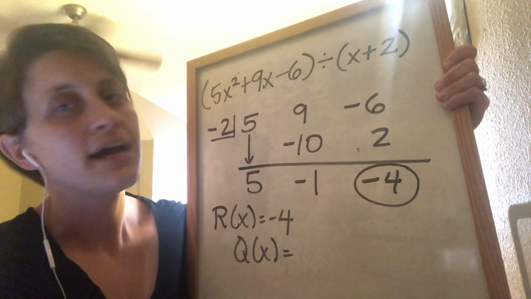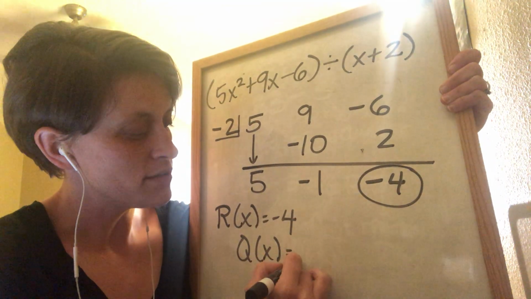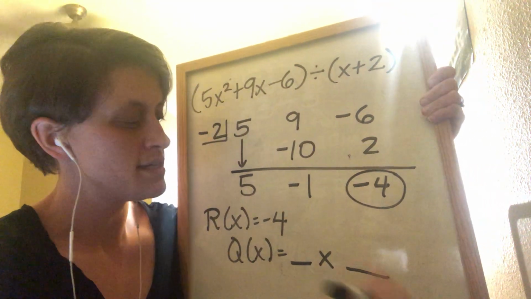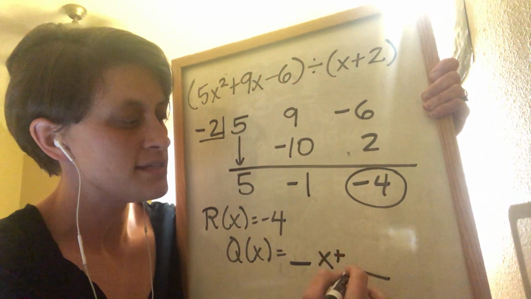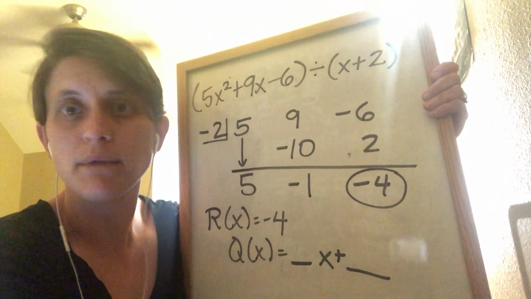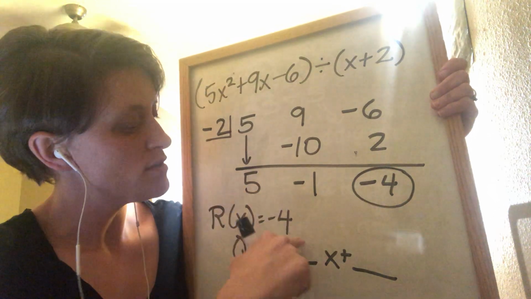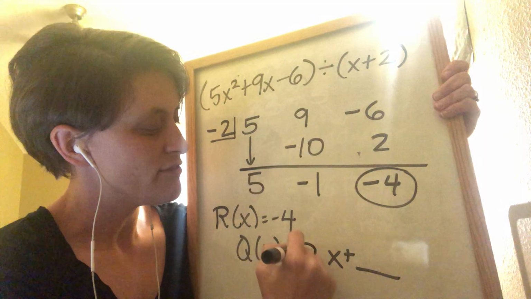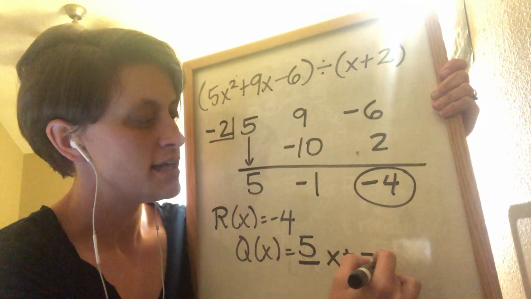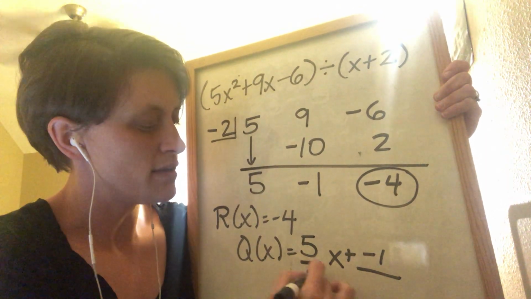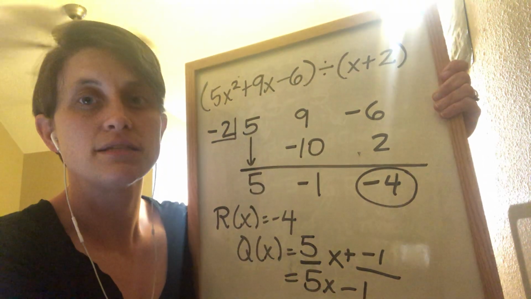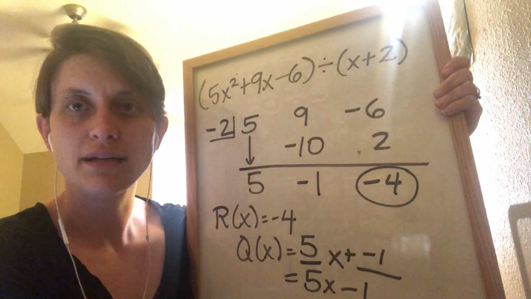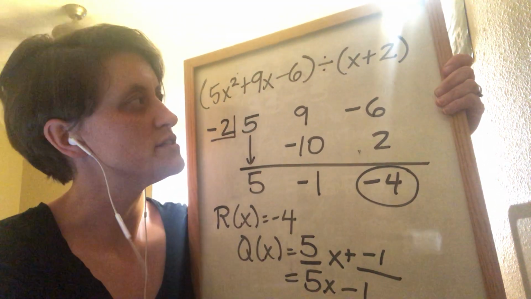So our dividend here had degree 2. Our quotient polynomial is going to have degree 1, meaning it'll have this format: something x plus something. That's what degree 1 polynomials look like. These are the numbers that fill in those blanks. So our quotient polynomial is going to look like 5x plus -1. In other words, our quotient polynomial is 5x minus 1. There's our quotient, there's our remainder. And that's how we do synthetic division.